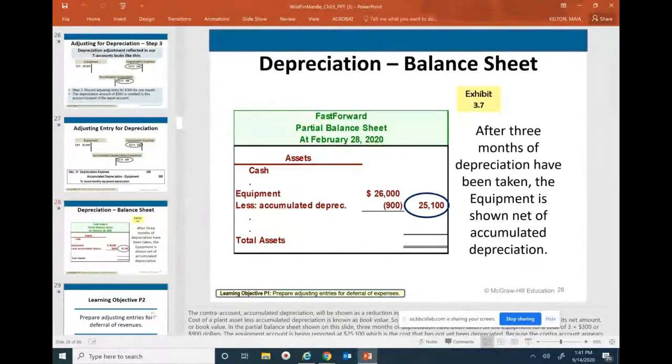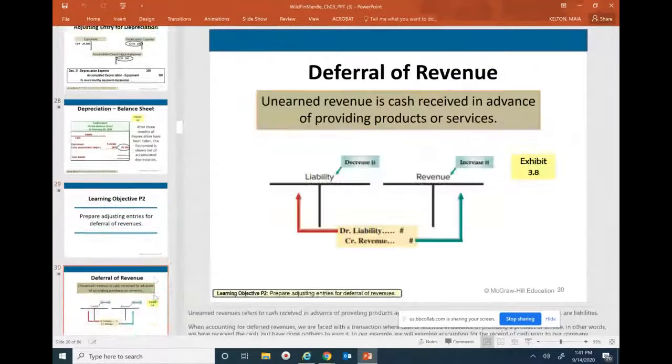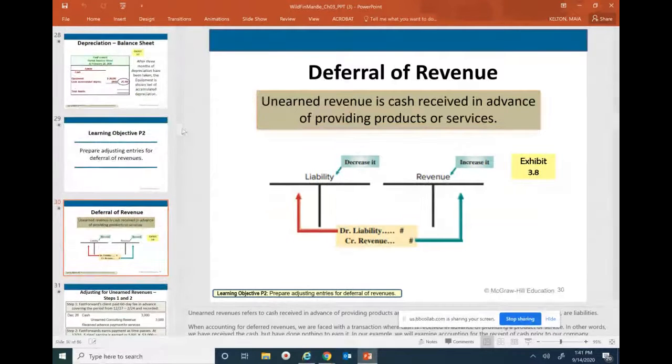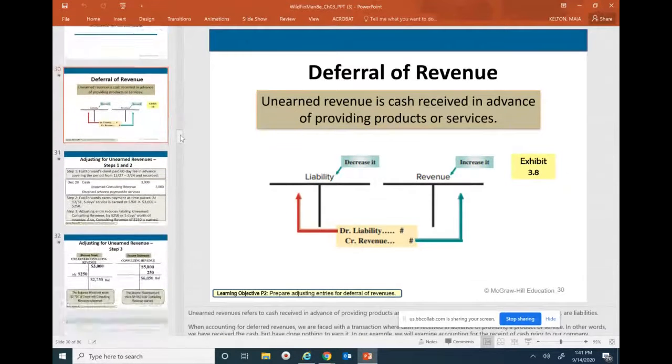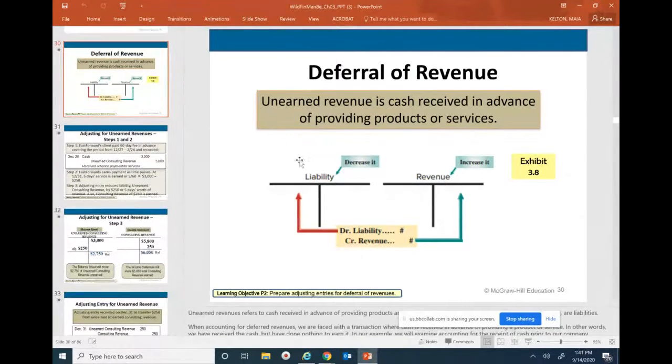All right, so let's look at deferred revenues. Deferred revenues are unearned revenues, so they're liabilities. So when we're working with those accounts, you're working with a liability account, which decreases, and a revenue account, which increases. So revenues increase on the credit side, liabilities decrease on the debit side. So this is the last thing that we're going to do today. We'll look at the last example.